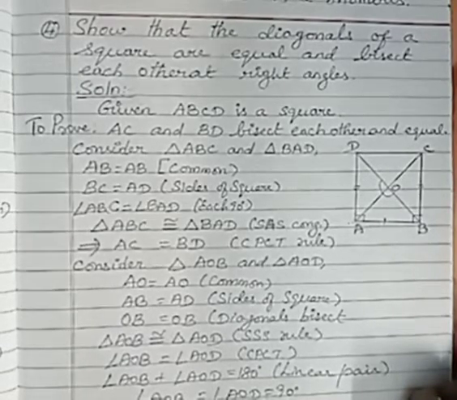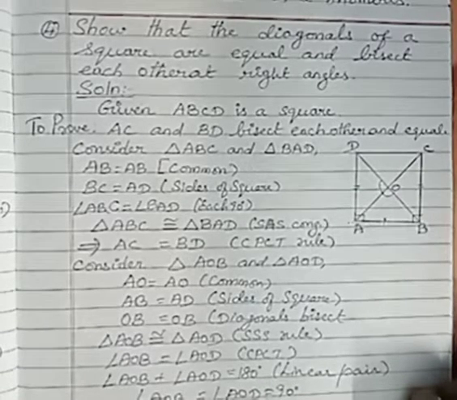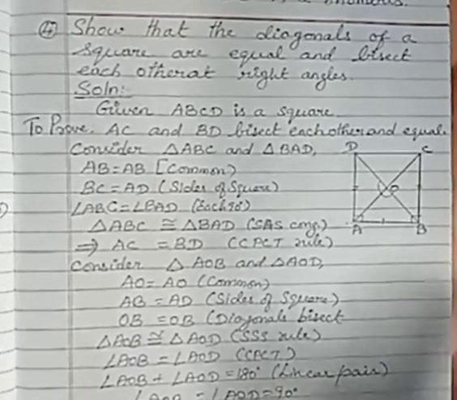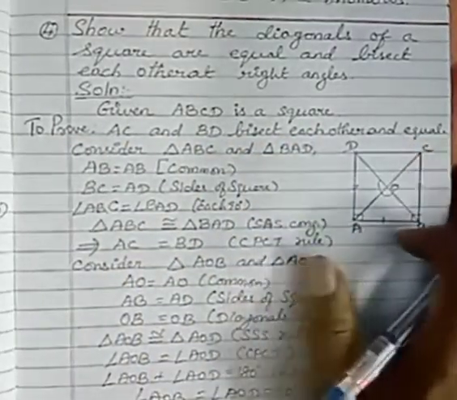We must prove that in a square the diagonals are equal, and we also should prove that the diagonals bisect each other at right angles. How are we going to prove this? Listen carefully. First, write what is given.